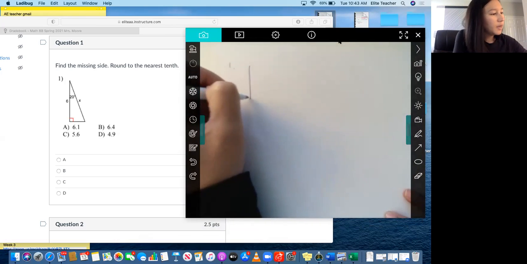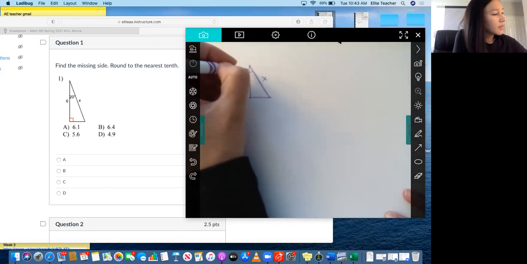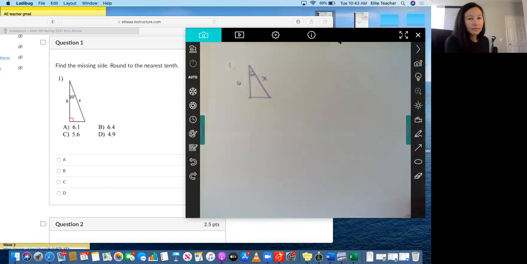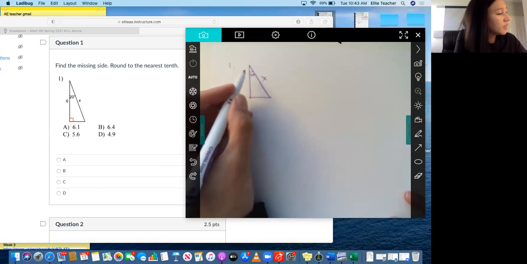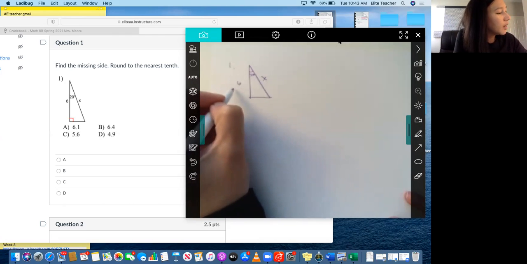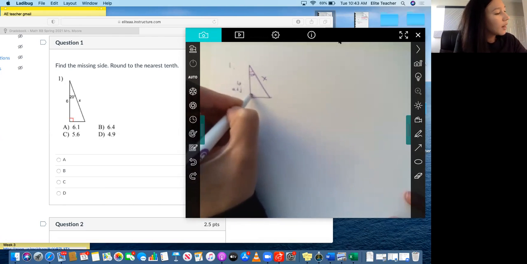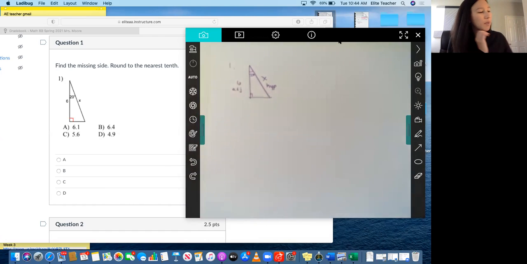So we have number 1. We have 6 and x, and we know that this angle is 20. Okay. So we want to label our sides first, right? So 6 would be our adjacent, and x would be our hypotenuse. So you can tell me which trig function are we using?